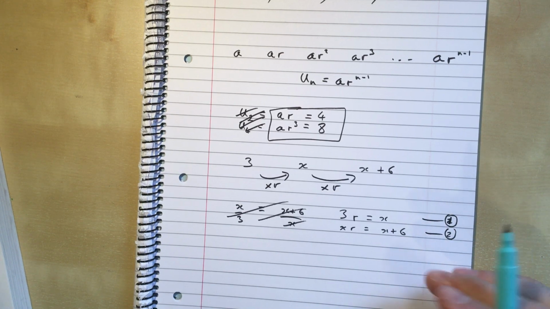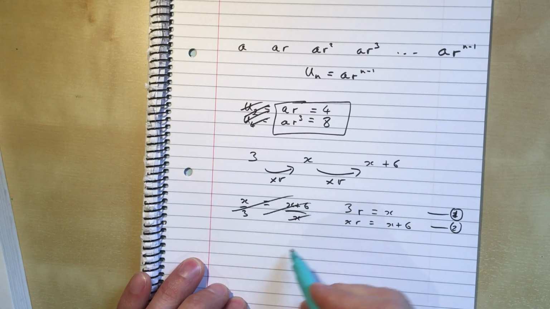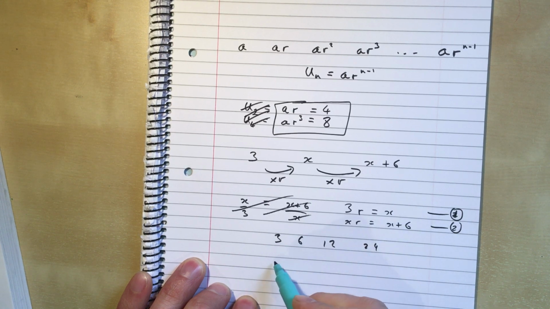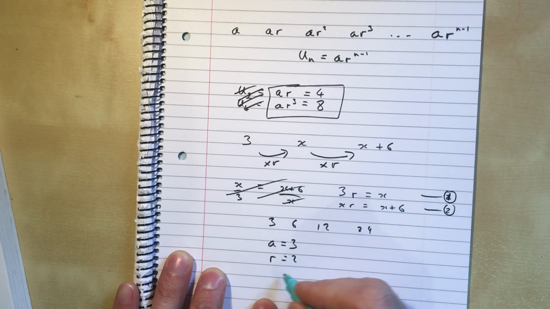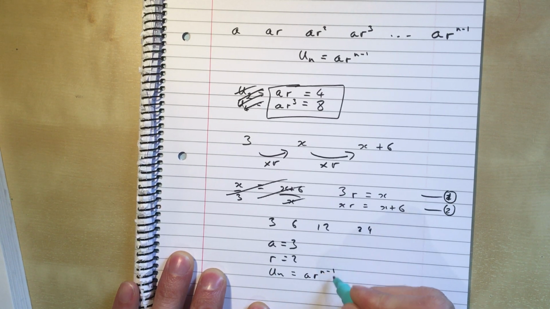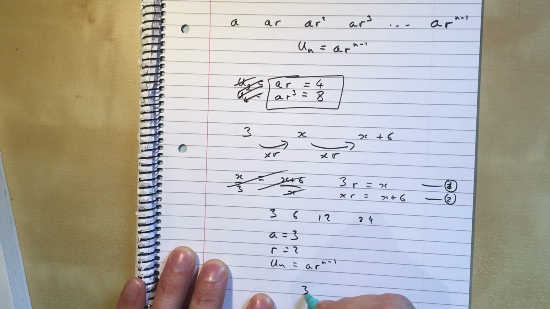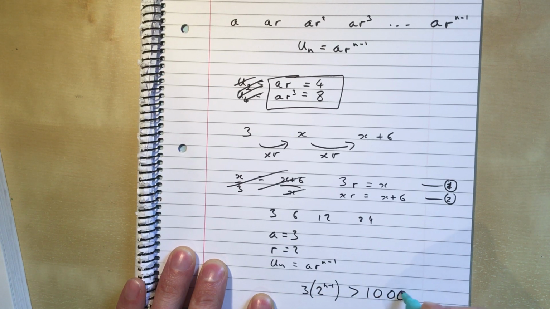Then we can have what's the first term to exceed a certain number. So if I've got 3, 6, 12, 24, then I know that a is 3, I know that r is 2, I know that u_n, the terms in the sequence, are a r to the n minus 1. What is the first term to exceed a million? So I'm saying that 3 times 2 to the power of n minus 1 needs to be greater than a million.